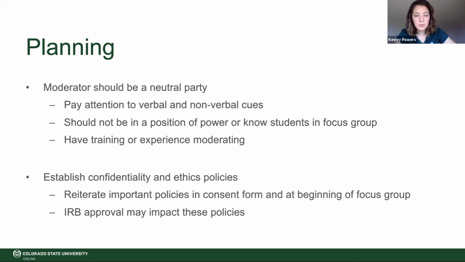And sometimes an institution will require that you go through the institutional review board for focus groups. So if that's the case, then your confidentiality and ethics policies will be affected by that.